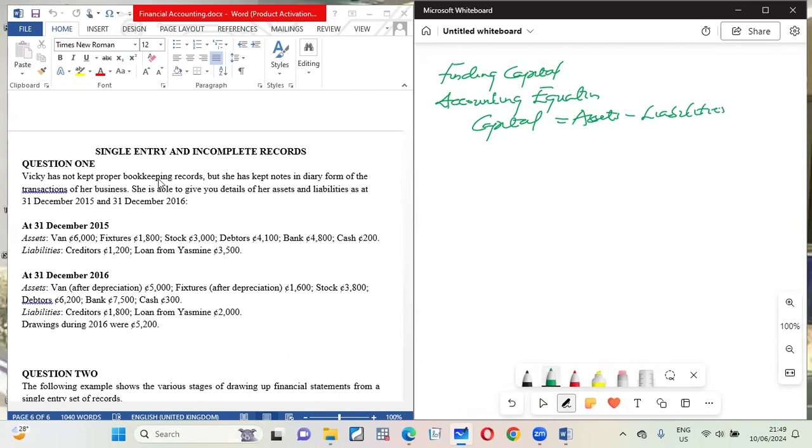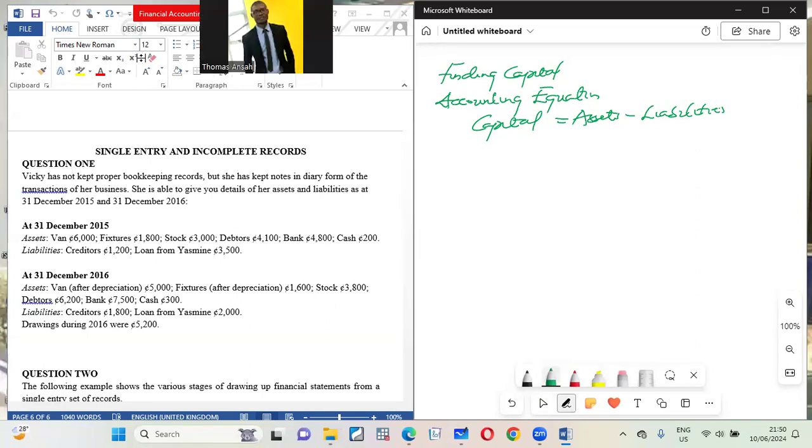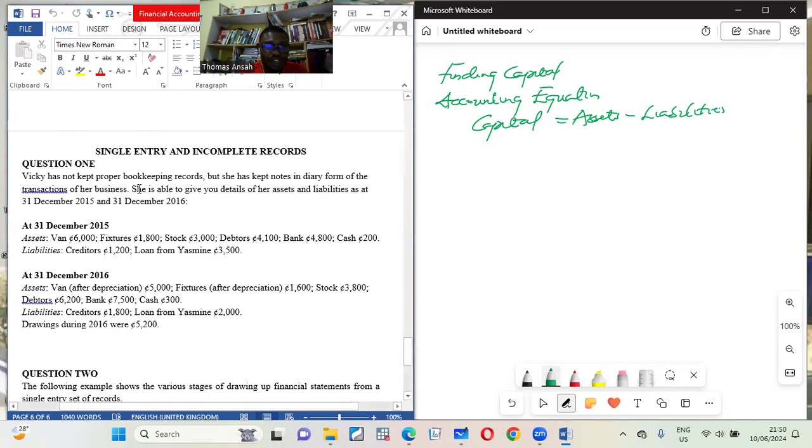So now if we take this Vicky question, our class rep for Accra City, Vicky has not kept proper books. I think this Vicky keeps proper books, but for this example, this type of Vicky doesn't keep proper books. But she has kept notes in her diary from the transactions of her business. And she is able to give you the details of her assets and liabilities as at 2015 and as at 2016. Now, we want to know the profit. What we are trying to find out is the profit, okay?